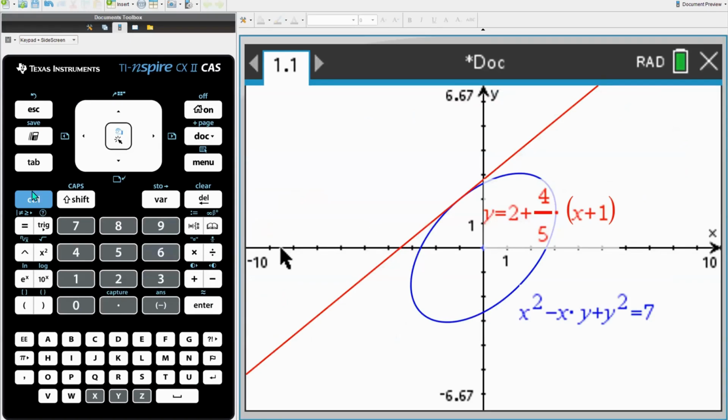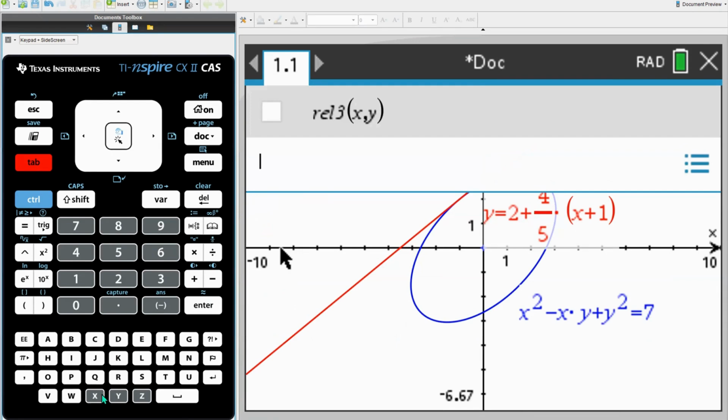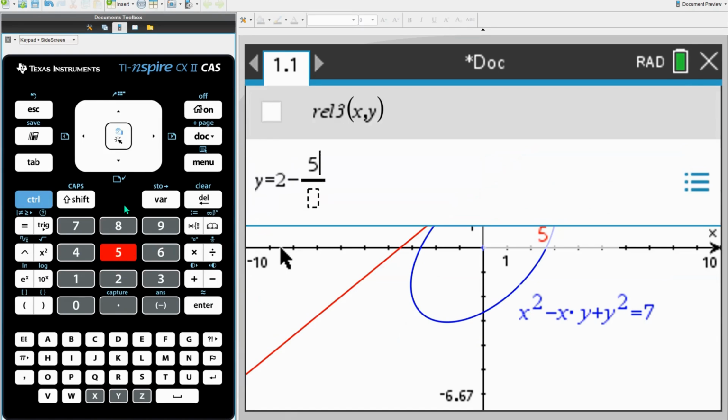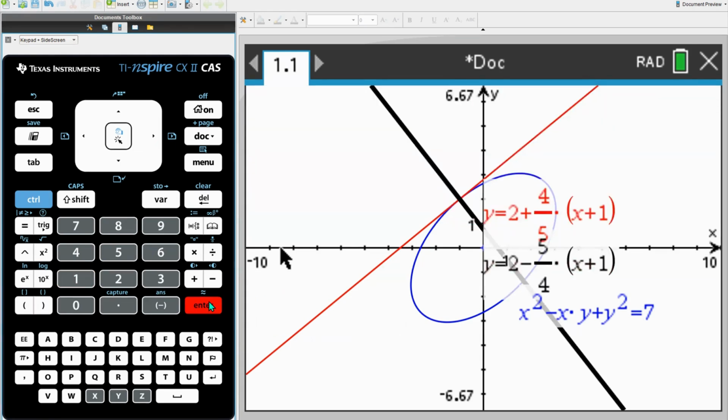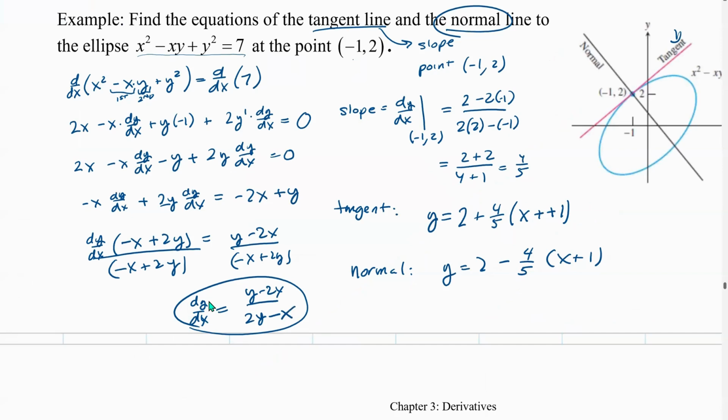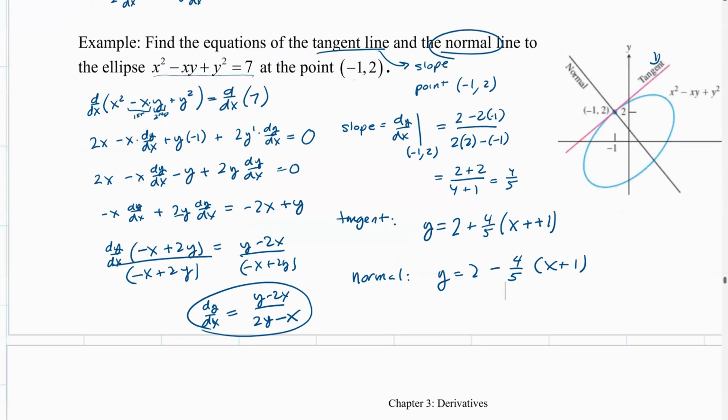Hit the tab button, and again, y, the equal sign is right next to the trig button, and that was 2 minus control division for the fraction, 4/5, and then times, it was x, I think, plus 1. Hit enter, and indeed, those two lines look like they cross at a right angle, and they do look like they're touching at that point 1, -2, or -1, 2. All right, great. So I think we did a great job on that one.